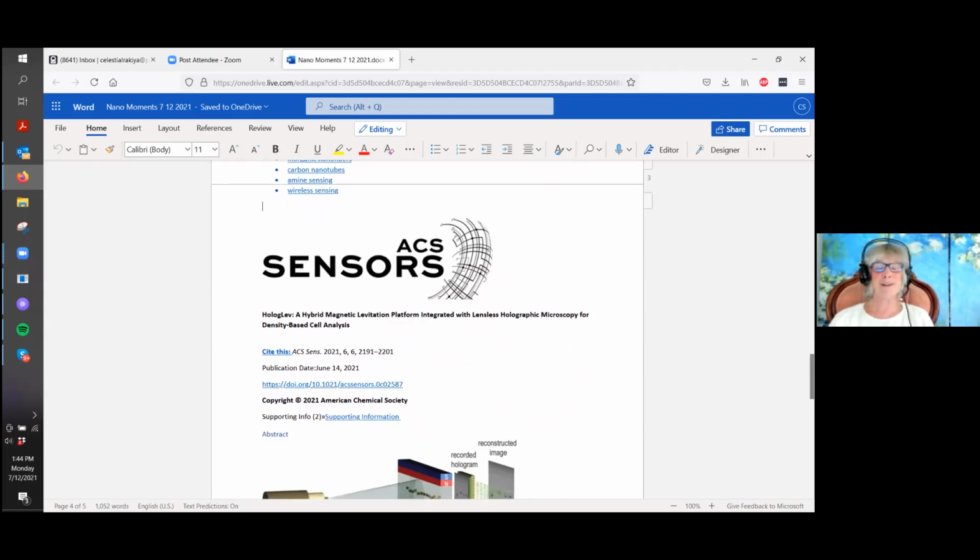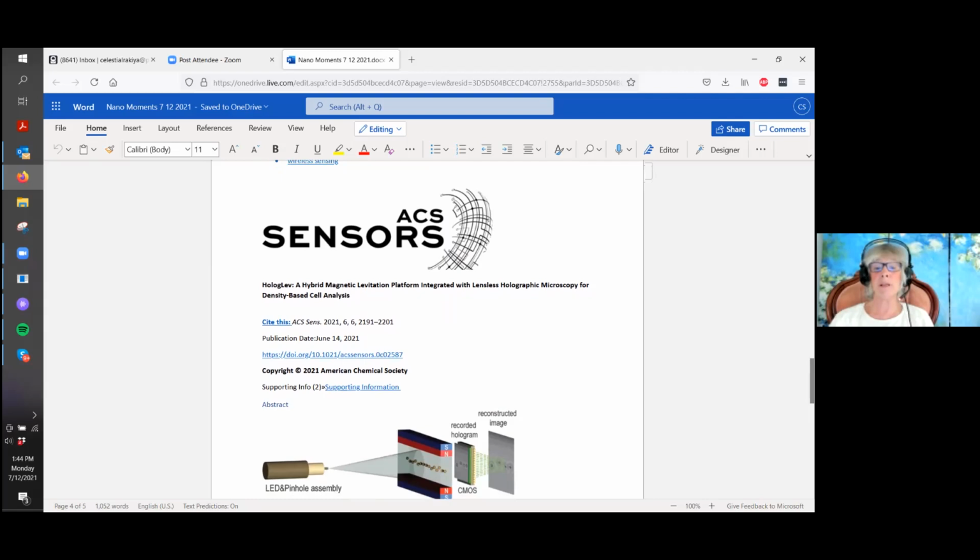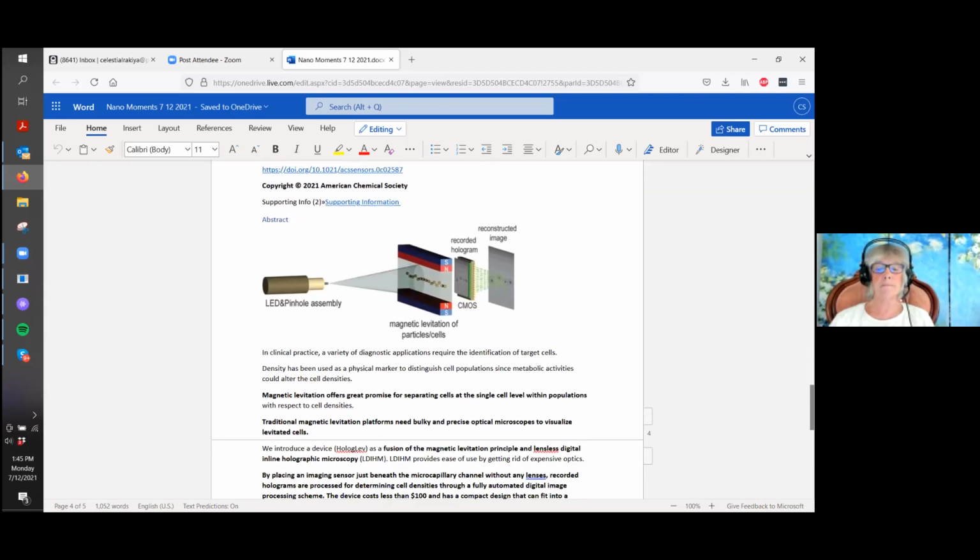So I'm actually doing a little bit on sensors today, and many of these come to us from the ACS sensor journals. One thing that my community and I have been talking about is HoloLev, another hybrid: a magnetic levitation platform integrated with lensless holographic microscopy for density-based cell analysis. And we'll get this down here so you can see a picture of this.